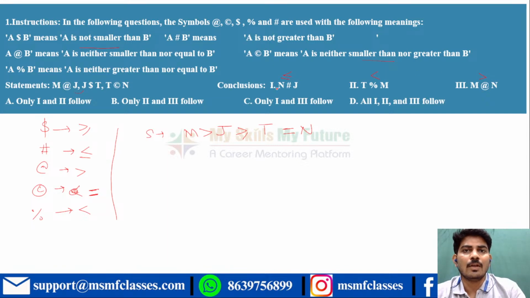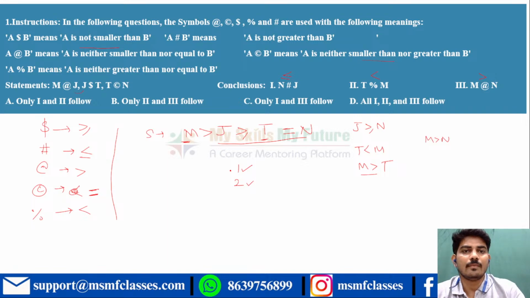So N is less than or equal to J, or J is greater than or equal to N. See here, T and N both are equal, so J is greater than or equal to N. The first conclusion was the correct one. And next, T less than M, or M greater than T. Here M was present and here T was present. Among greater than and greater than or equal, we are getting greater than only. So the second conclusion is also valid here. Next, M greater than N.